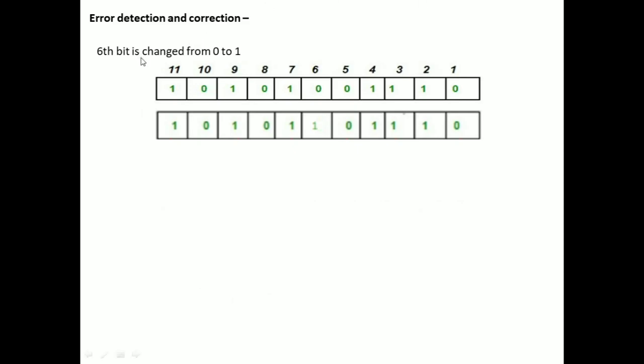Let us assume that the 6th bit in the original data has been changed from 0 to 1. See, this is the 6th bit in the original data. This 1 to 11 bits are the original data and this is our received data at the receiver. See, the 6th bit has been changed from 0 to 1. So now the hardware at the receiver side must be able to detect that there is an error in the 6th bit position, and correct it. Let us see how the hardware will do that.